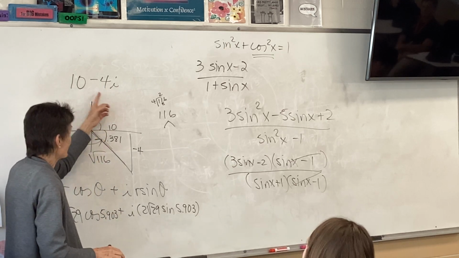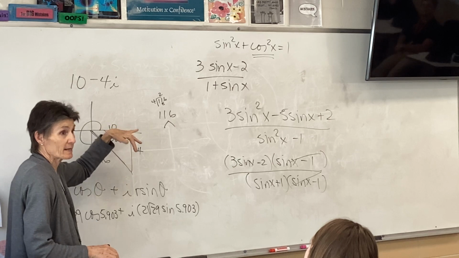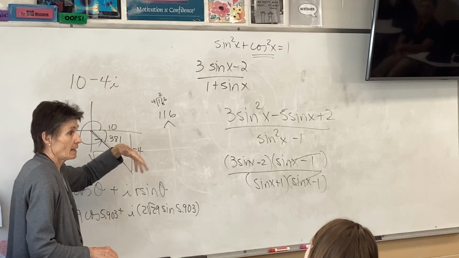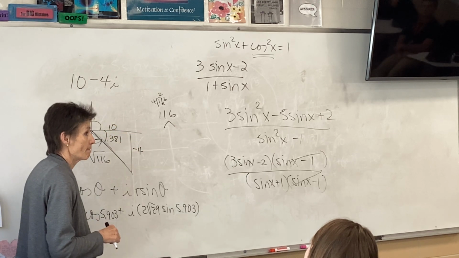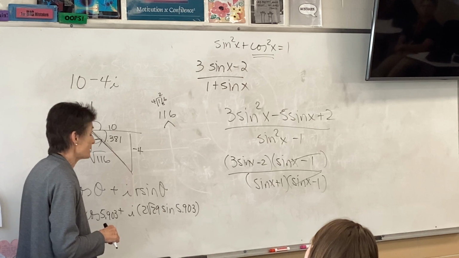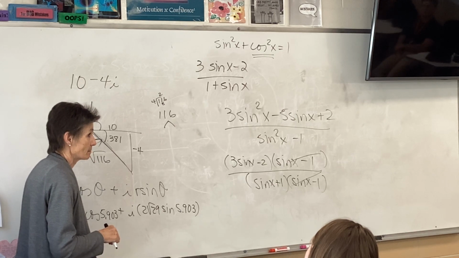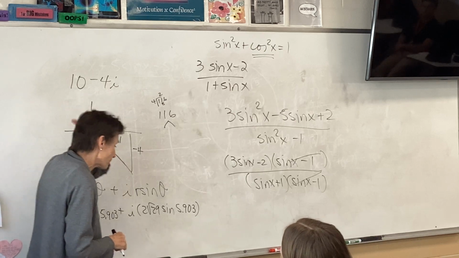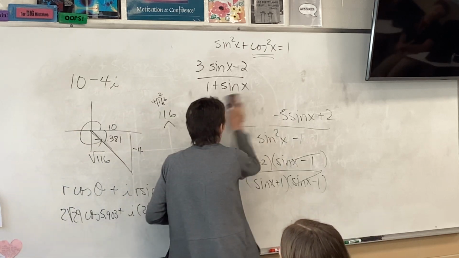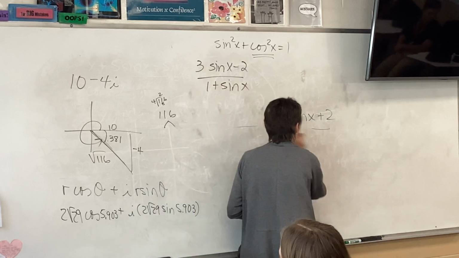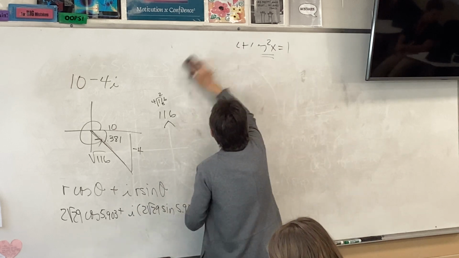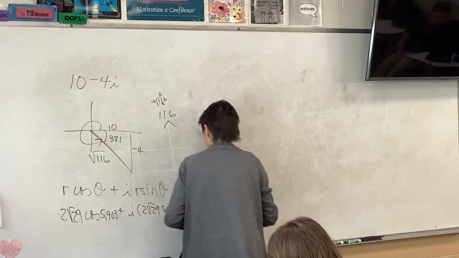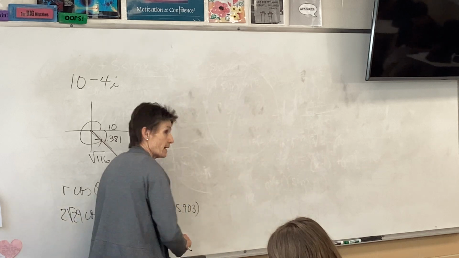Now, if these had been different numbers, could I have done that problem without a calculator? Yeah. How do you find 0.381? Inverse tangent of 4/10. All right, what else? What else could you not figure out what the heck I was doing?